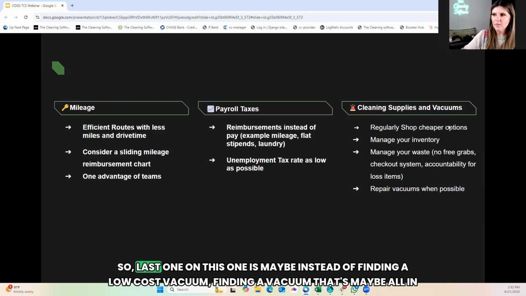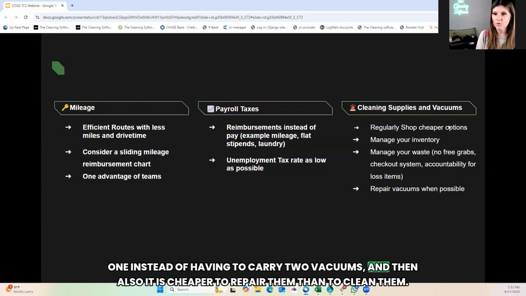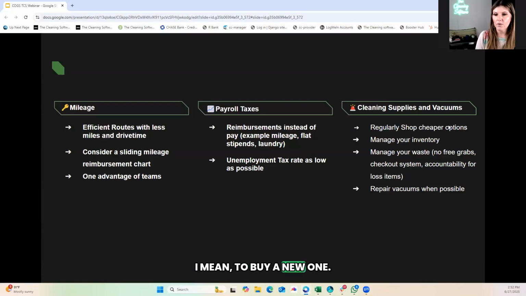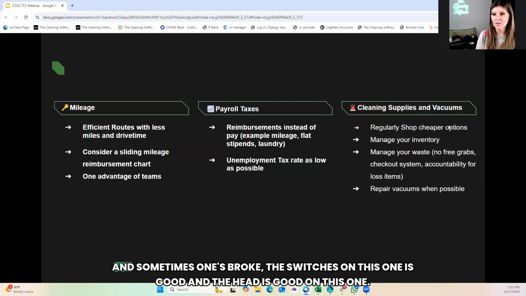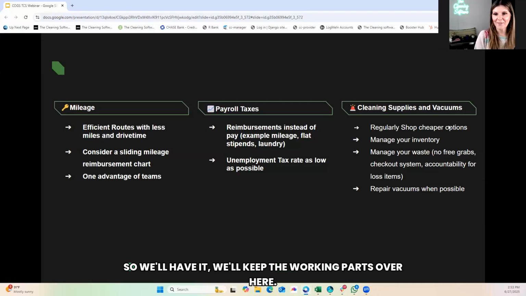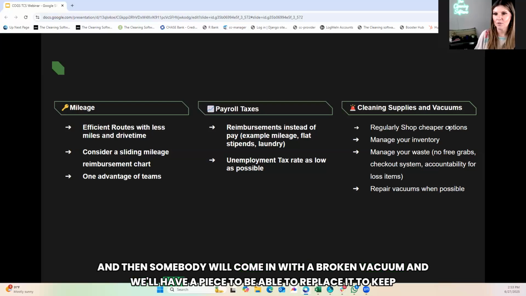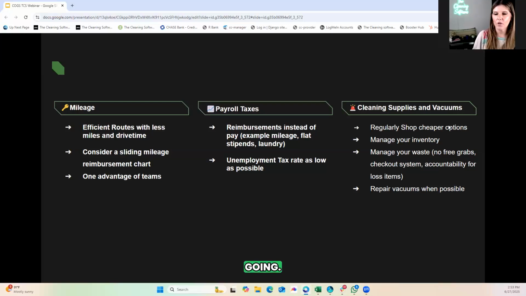So the last one on this is maybe, instead of finding a low cost vacuum, finding a vacuum that's an all-in-one instead of having to carry 2 vacuums. And then also it is cheaper to repair them than to buy a new one. So if you've got repairable vacuums, try to repair them before just replacing. I have a graveyard of vacuums, and sometimes one's broken, but the switch on this one is good, and the head is good on this one. So we'll keep the working parts over here, and then somebody will come in with a broken vacuum, and we'll have a piece to replace it to keep going, and that's helped a lot.